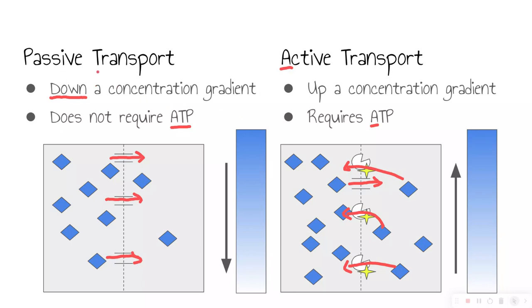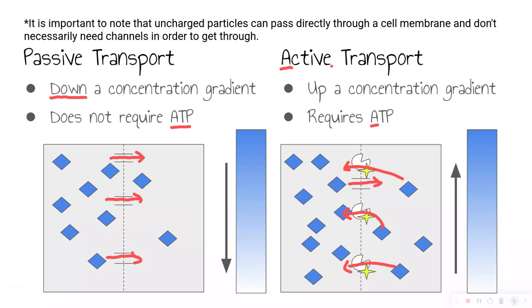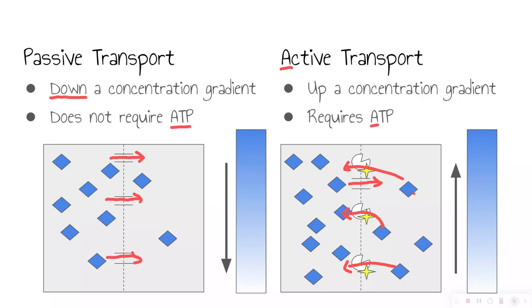Okay, so passive transport is going to be the movement of particles down a concentration gradient from a high concentration to a low concentration until we have equal concentrations. This is not going to require ATP, and these are going to be moving through these channels right here. Active transport does require ATP because we are moving up a concentration gradient from a low concentration to a high concentration. And active starts with an A, ATP starts with an A, so active transport requires ATP, it requires energy.